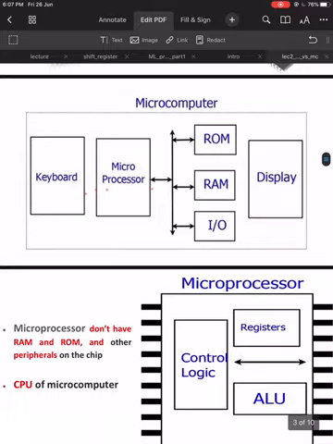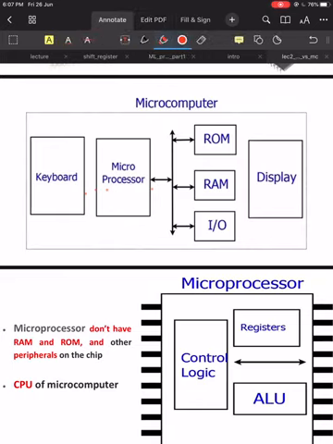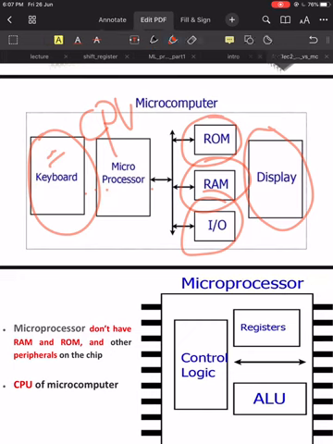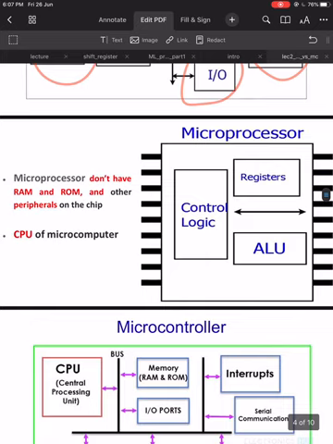We already know that a microcomputer is basically all the personal computers that we use: the desktop, notebook and laptop. A microcomputer contains a microprocessor, which is the central processing unit of the microcomputer. It also has an input interface and an output interface, that is the keyboard and display, and we also have the external ROM, RAM and input-output unit. So basically a microprocessor is an IC which is the central processing unit of a microcomputer, and it mainly contains three things: the arithmetic logic unit, control logic and the registers.